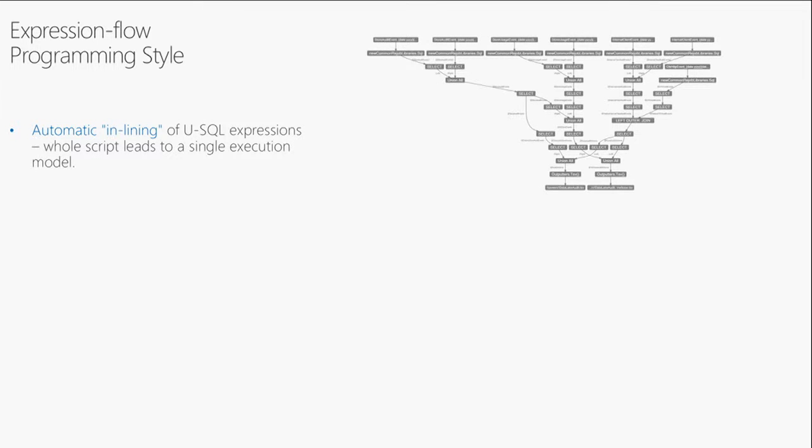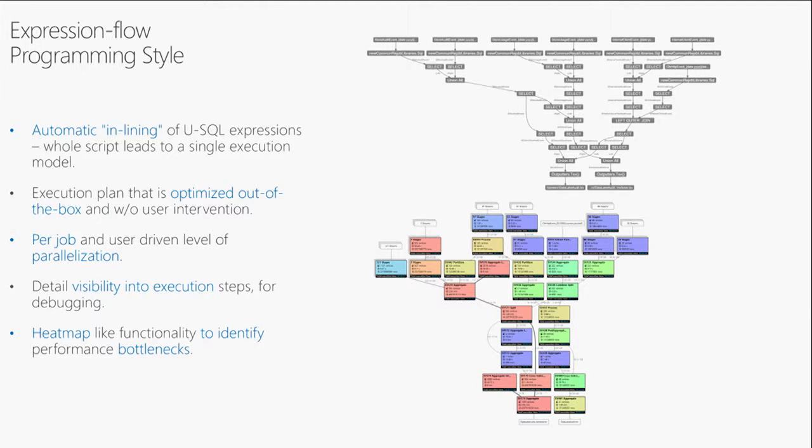So let me just give you a quick example of the expression flow programming style and what this really means. First, let me talk a little bit about what this means. You have automatic inlining of these U-SQL expressions. That gives you this huge operation tree that you can see the shape of here on the slide. Now, the execution plan takes that and optimizes it into a physical plan that then gives you the ability to see what it means to scale this expression out.